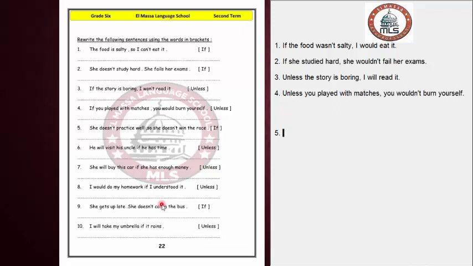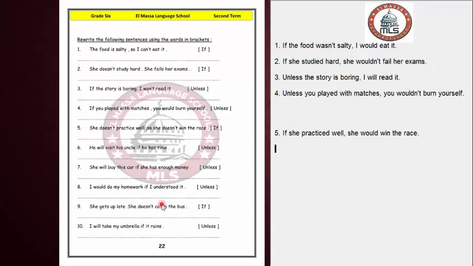Next, number 5. She doesn't practice well, so she doesn't win the race. If she practiced, the past simple, practiced well, she would win the race.